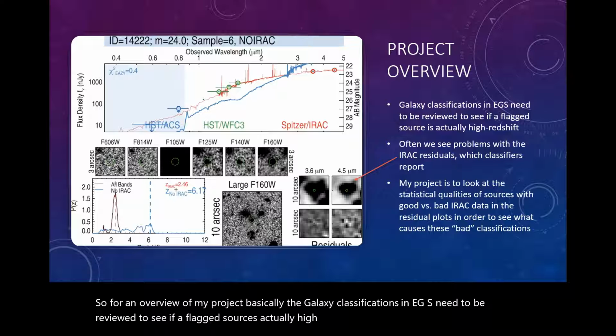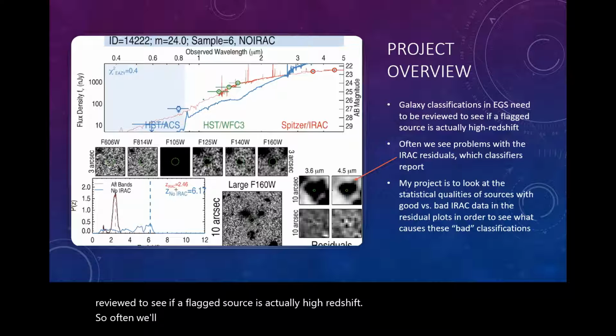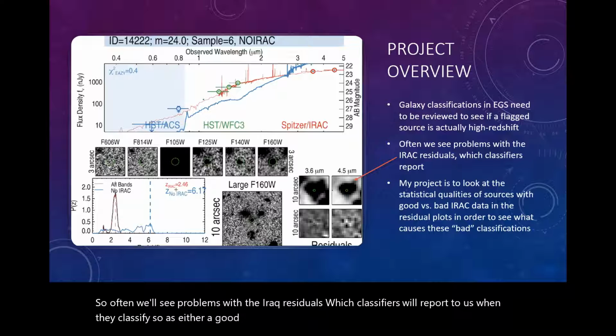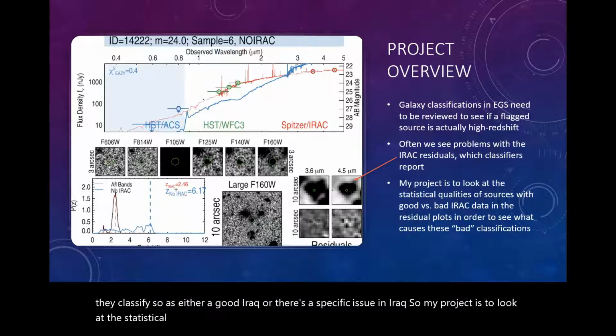So, often we'll see problems with the IRAC residuals, which classifiers will report to us when they classify, as either a good IRAC or there's a specific issue with an IRAC. So, my project is to look at the statistical qualities of sources with good versus bad IRAC data in the residual plots in order to see what causes these bad classifications.